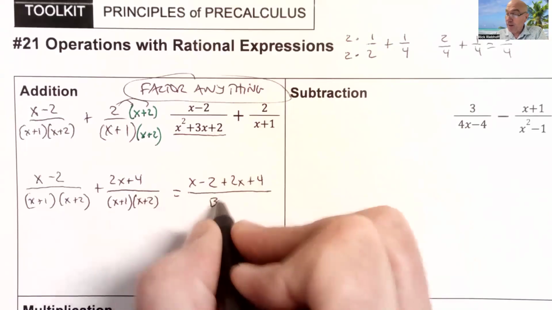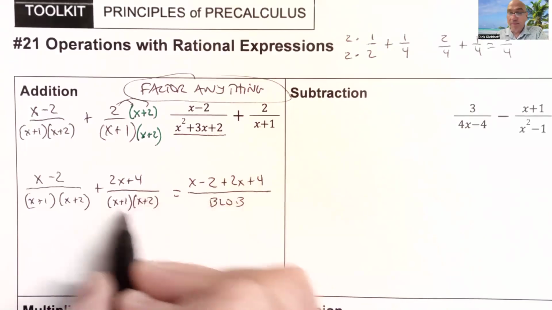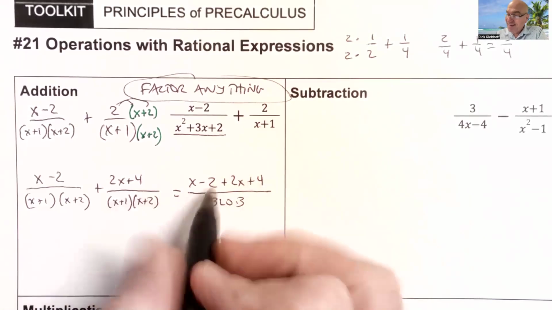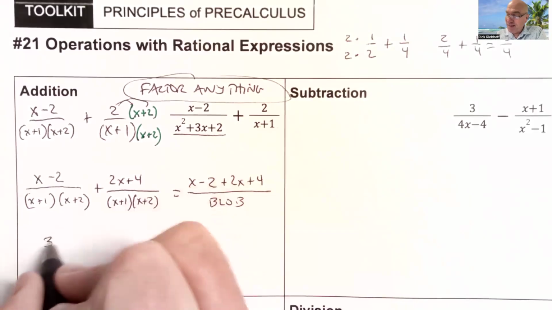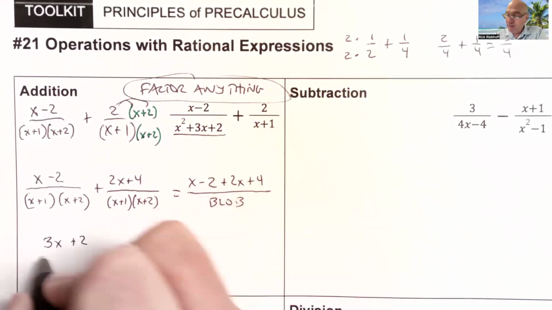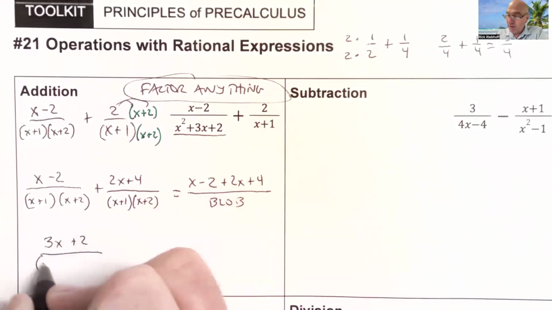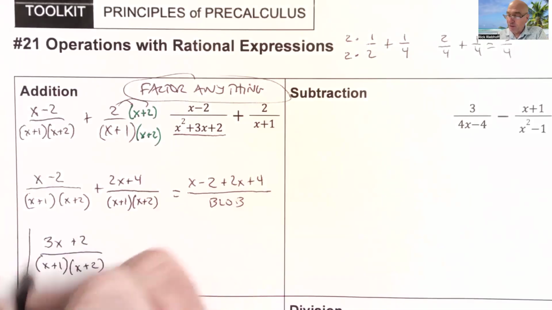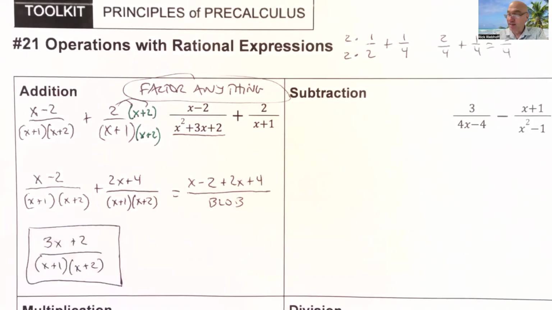I'm going to write the word blob for a second. I know that this is the bottom, okay? I'm going to write blob just to hold space. x plus 2x is 3x. Minus 2 plus 4 is plus 2. And since I'm at the end now, I'm going to write x plus 1, x plus 2. I'm going to replace the blob with what it actually is. Okay, so this is a lazy way.